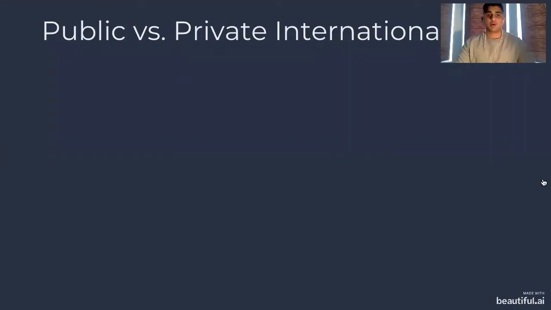Now, a quick note about public versus private international law, right? There are two types of international law. There's public and private. I'm going to give a very brief description of both of them, and we'll look at which one we're going to study in this course.